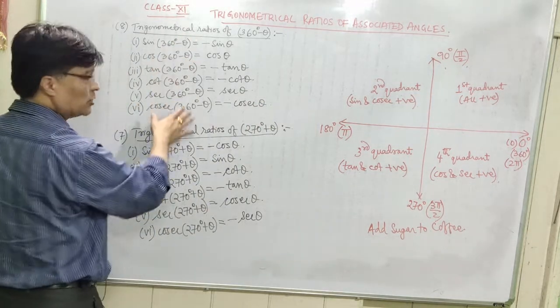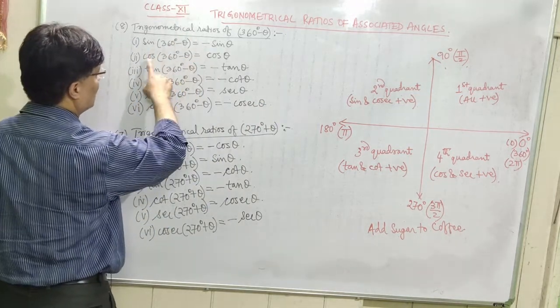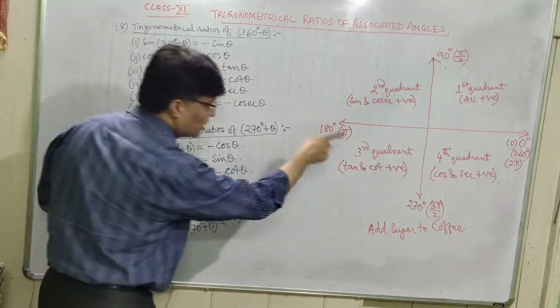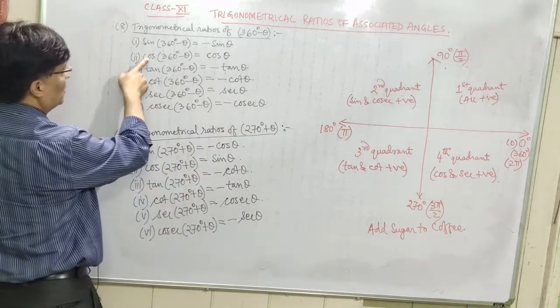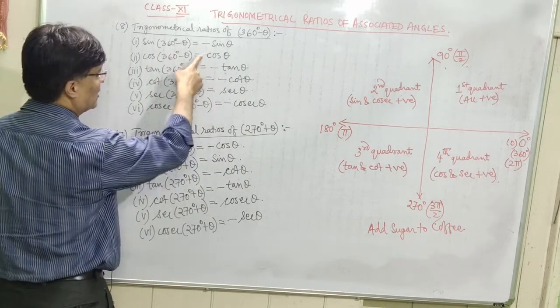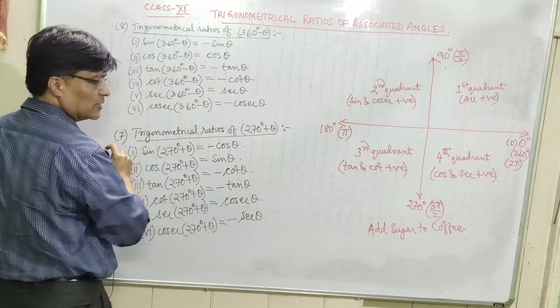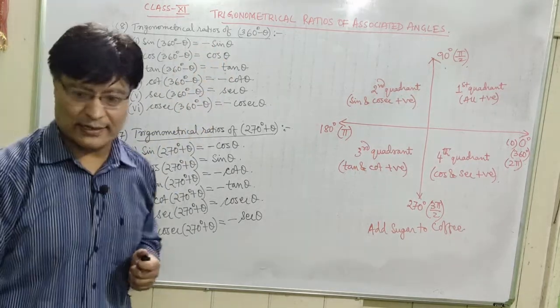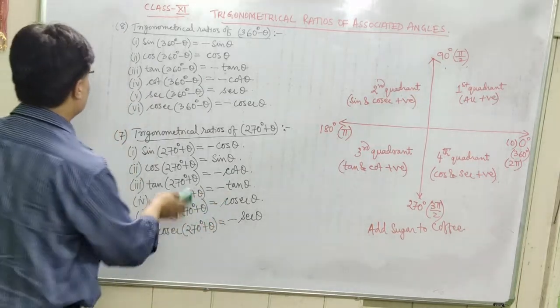Here the trigonometrical ratios do not change. Sine remains as it is, sine, cos, cos, tan, tan, cot, cot, sec, sec, cosec, cosec. In the fourth quadrant, only cos and sec are positive, but all other trigonometric ratios are negative. Is that clear? So next, number 9.